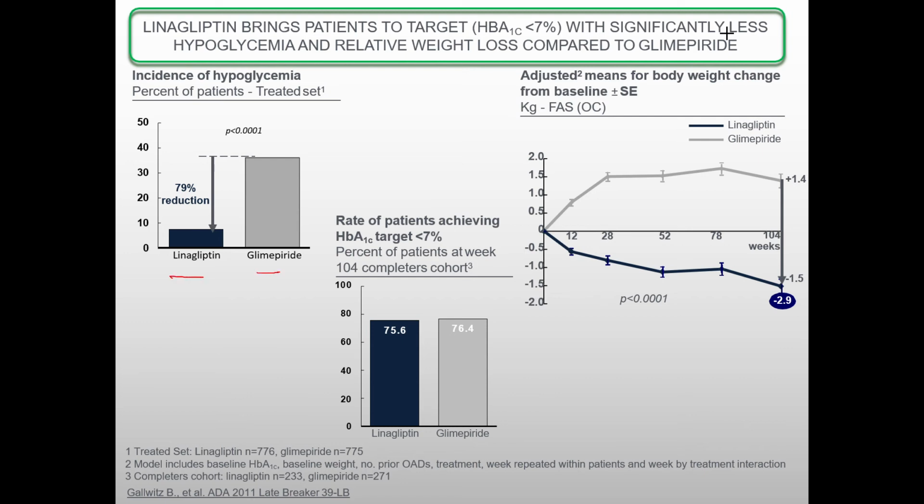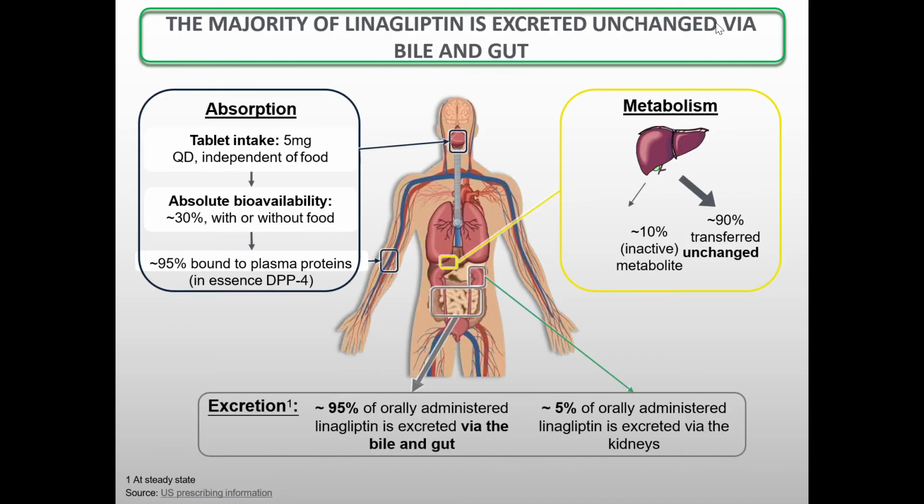Now this is the comparison between linagliptin and glimepiride in terms of hypoglycemia, and we can see there is very little risk of hypoglycemia with linagliptin when compared with glimepiride. Glimepiride causes a much higher risk of hypoglycemia when compared with linagliptin. Then in terms of weight, linagliptin causes relative weight loss when compared with glimepiride. And this slide shows that in terms of efficacy, linagliptin and glimepiride are almost similar.